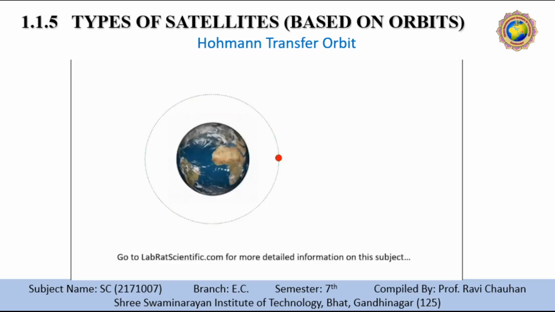So students, you have understood the Hohmann transfer orbit. This orbit is used for transferring our satellite or rocket from one orbit to another orbit with minimum energy. Let's go ahead.